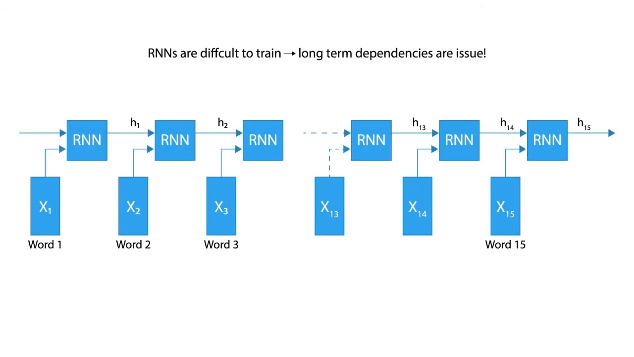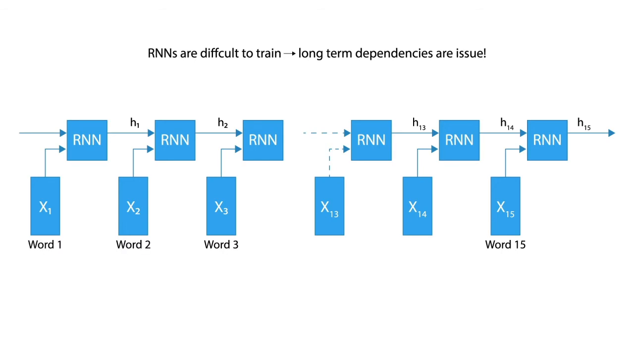We have learned that RNNs struggle with long-range dependencies. Imagine that we have a 15-word sentence. It is unlikely that the context vector H15 at the end of the sentence still contains any information related to the words at the beginning of that sentence.